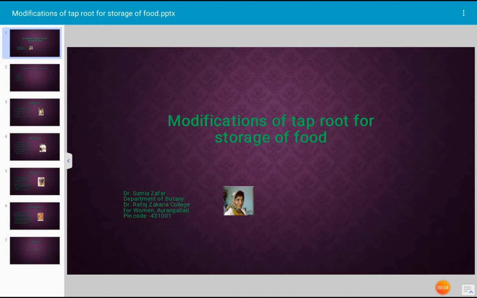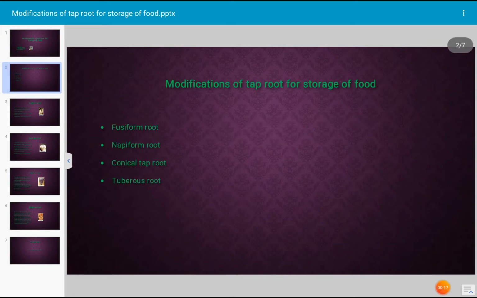Today's topic for discussion is modifications of taproot for storage of food. There are several modifications of taproot system. Taproot is a characteristic feature of dicot plants. The modifications of taproot for storage of food are discussed here.